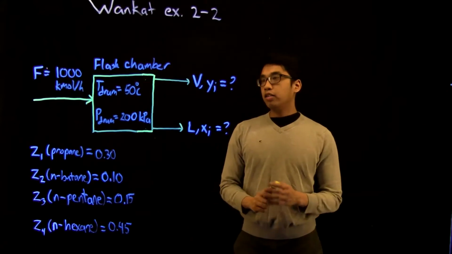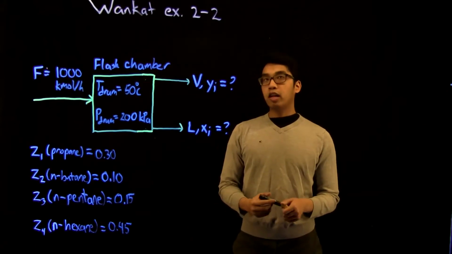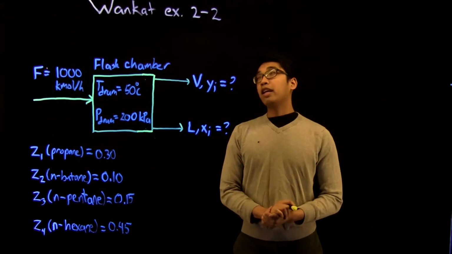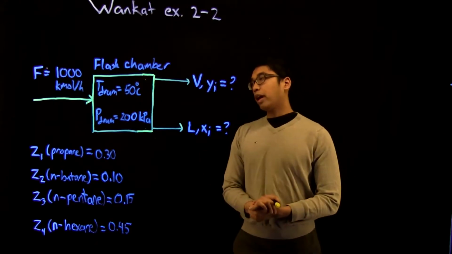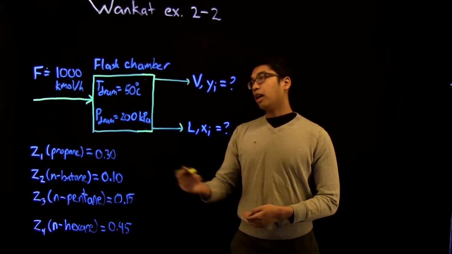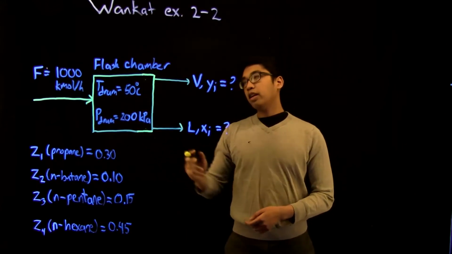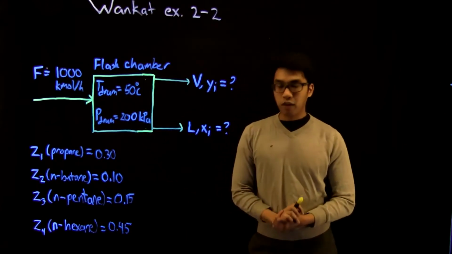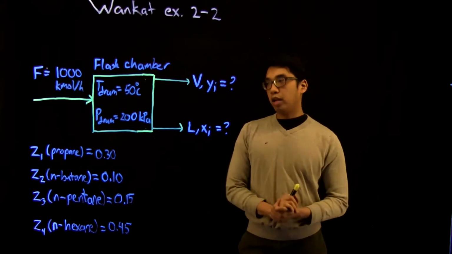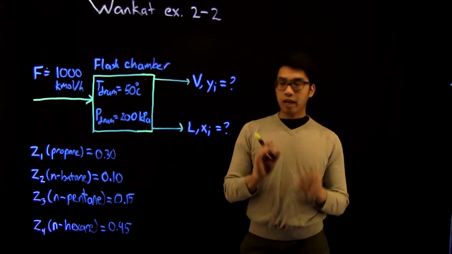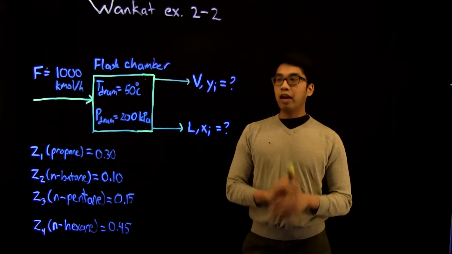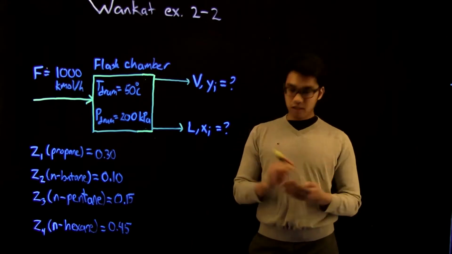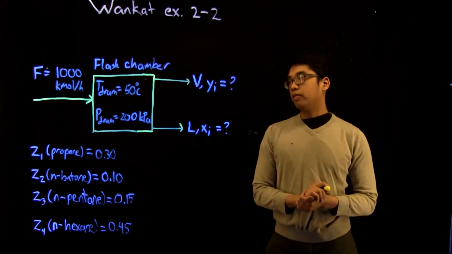Hello everyone. Today we will be solving a multi-component flash distillation problem, Wankat example 2-2. In this problem we have a stream entering a flash chamber, and we know the composition and flow rate of the stream as well as the temperature and pressure of the drum. And we are tasked with finding out the vapor and liquid flow rates of the outlet streams as well as their compositions. How do we solve a problem like this?